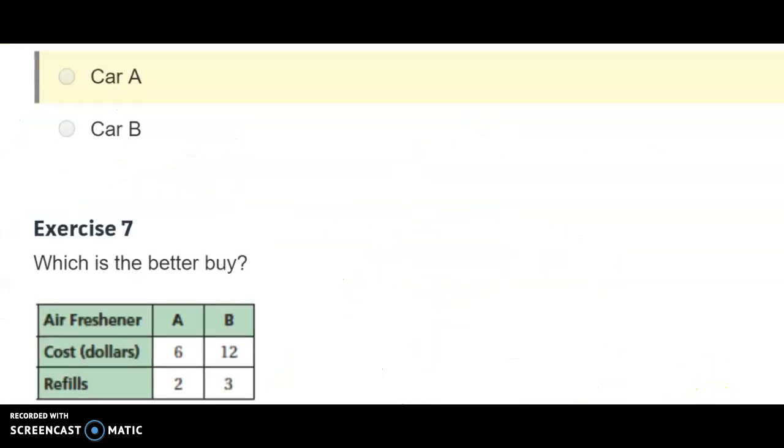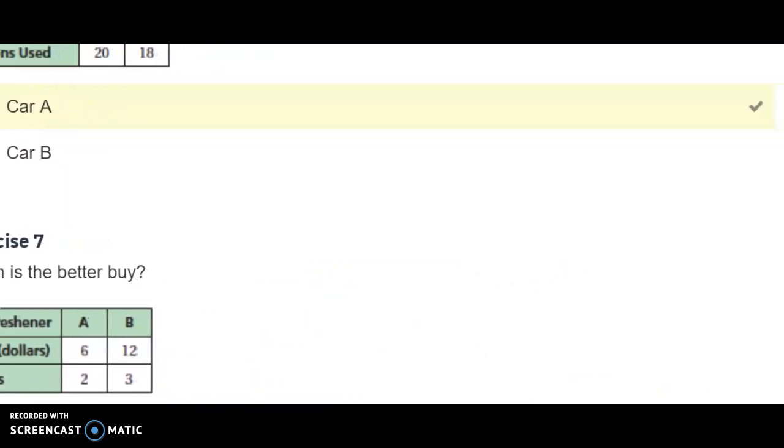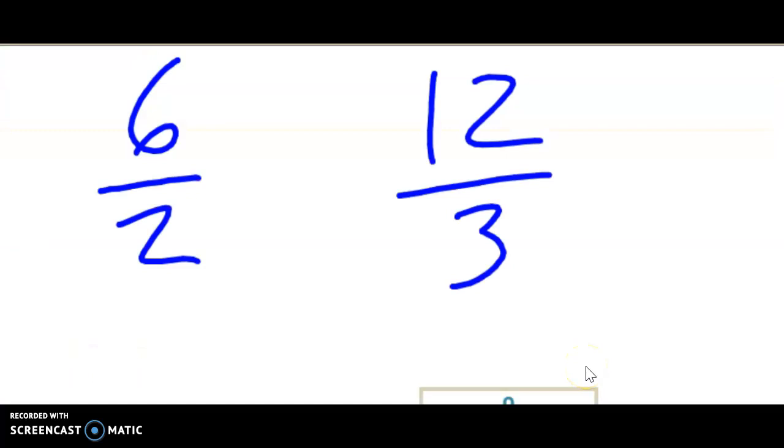Which is the better buy? So now you have two different fabric softeners, or air fresheners, sorry, and one of them costs $6 for two, and the other one costs $12 for three. I'm going to set the problem up for you, and then I want you to solve it for yourself. When you're using a ratio table, we do it exactly the same way as we just did a moment ago. We're going to load it up with the 6 over 2, that's our first one, and 12 over 3 is our second.